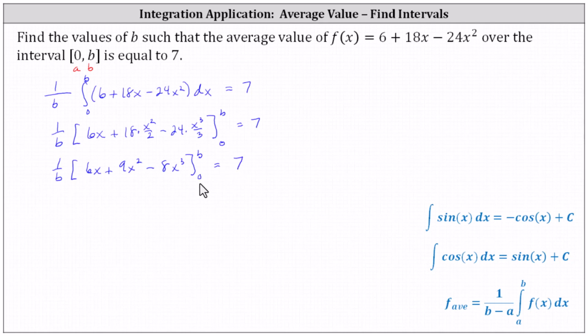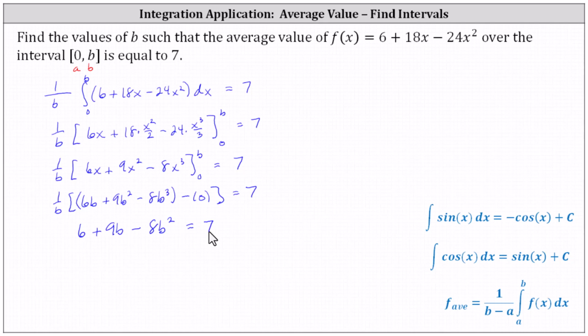And now let's determine big F of b minus big F of 0. Big F of b is 6b plus 9b squared minus 8b cubed. And notice big F of 0 is 0 because each term has a factor of x. Let's go ahead and multiply by 1 divided by b. 1 divided by b times 6b is equal to 6, plus 1 divided by b times 9b squared is 9b, minus 1 divided by b times 8b cubed is 8b squared, and this is equal to 7.